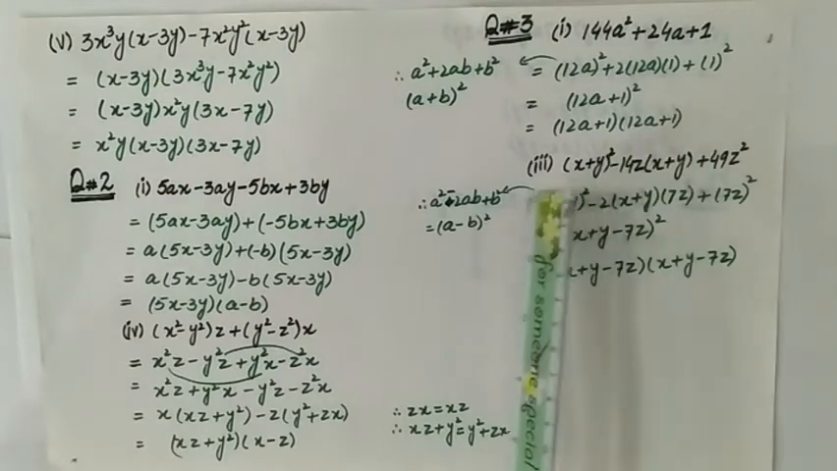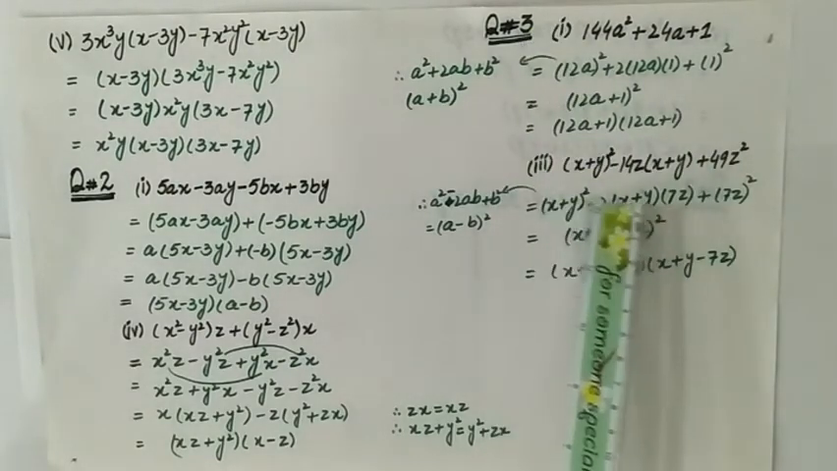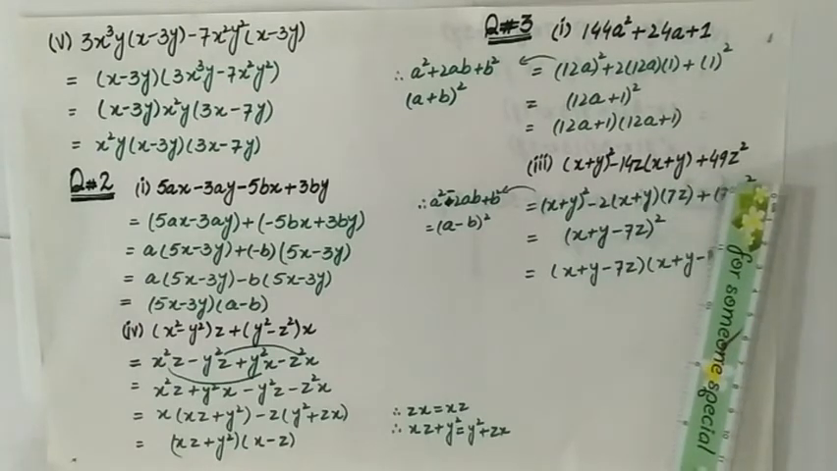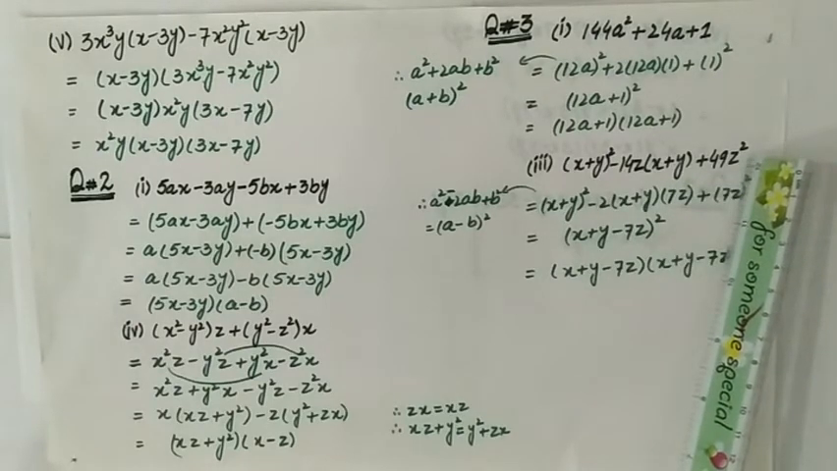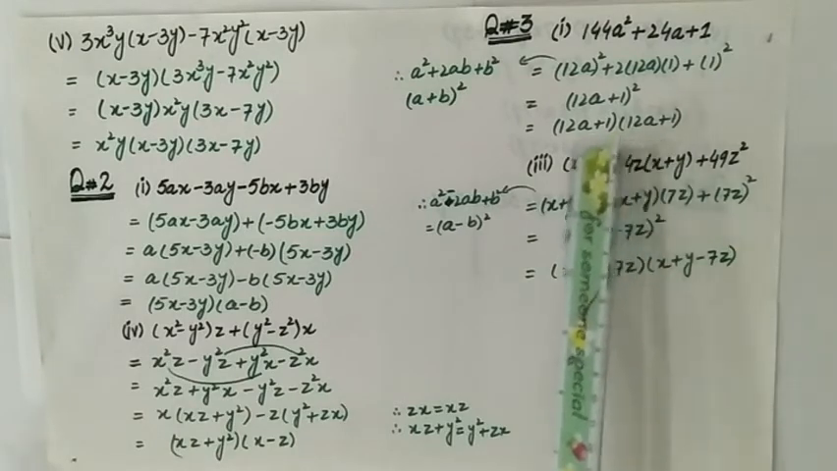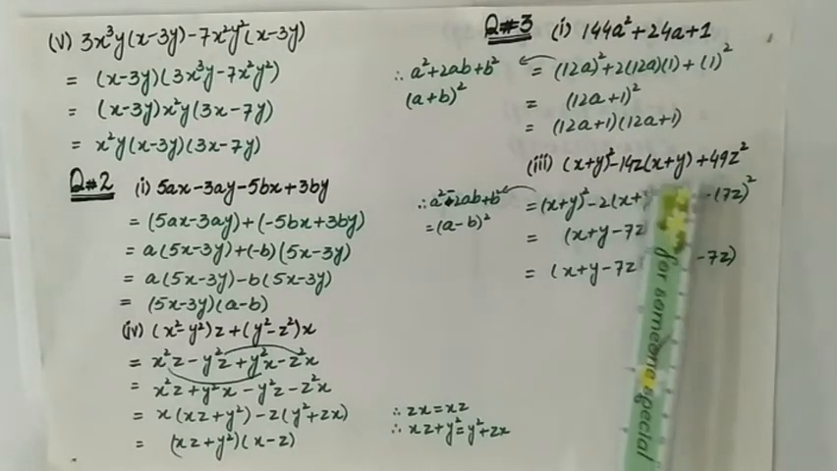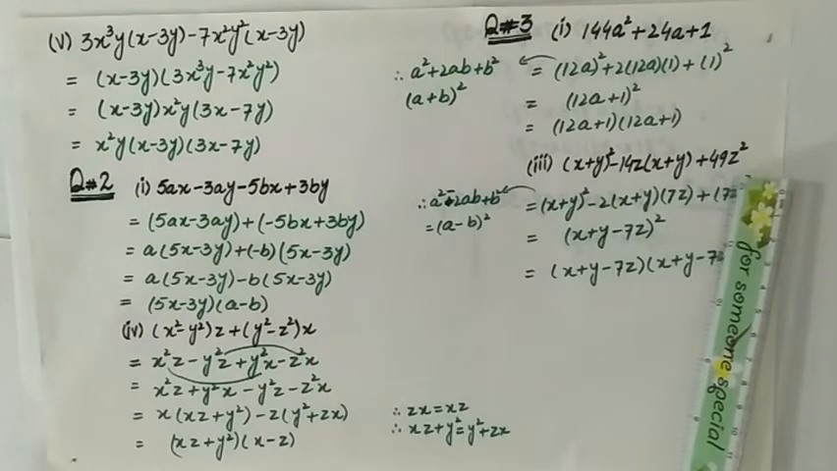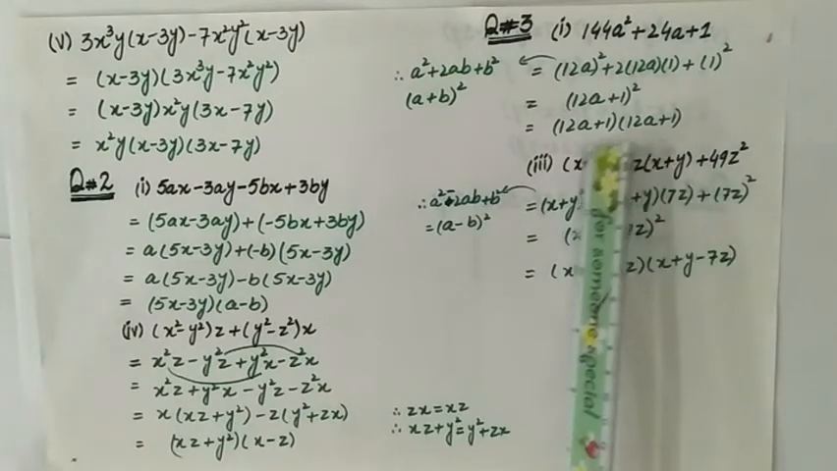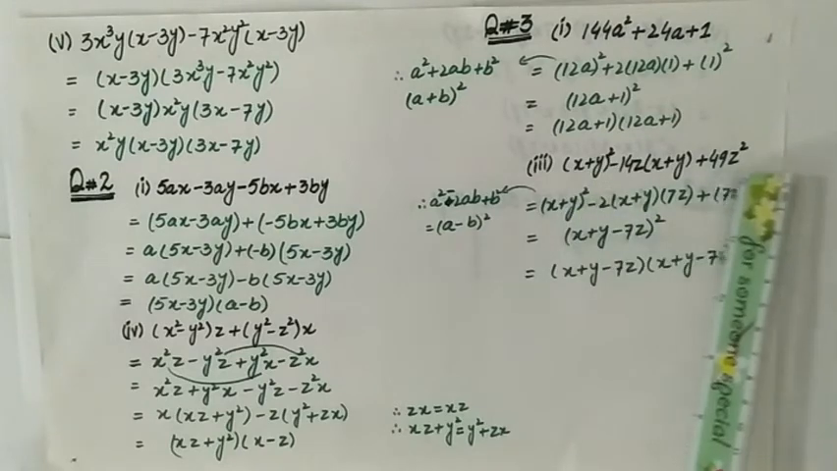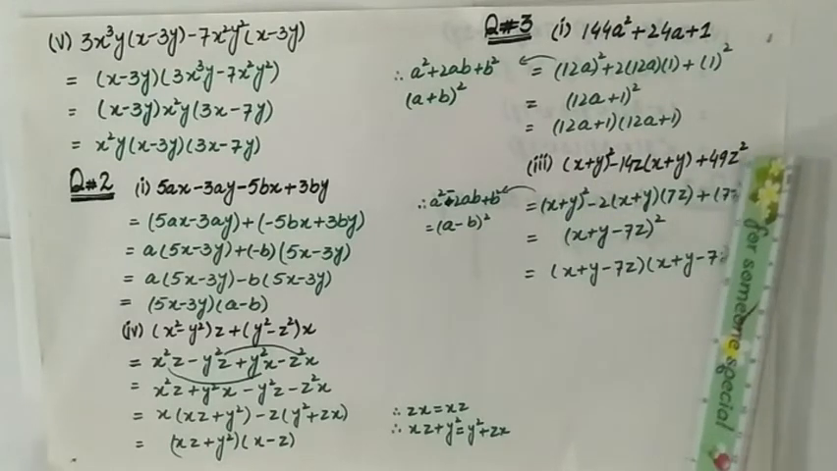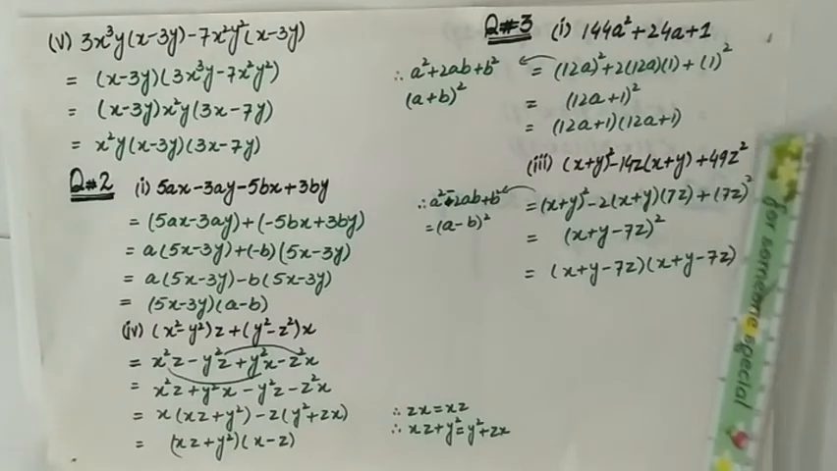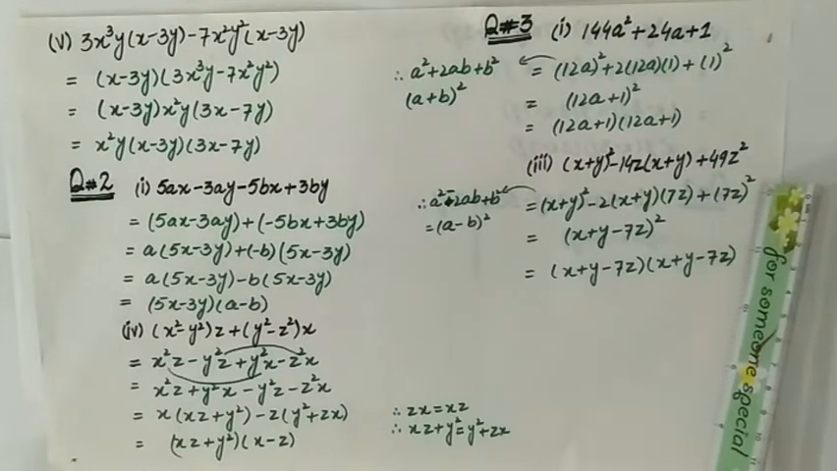Now we will start the third part of question number 3, which is x plus y whole square minus 14z into x plus y plus 49z square. Here the first term is x plus y whole square, second is minus 14z into x plus y, and third is 49z square. This is already in the form of a square, and this 49 is the complete square of 7. Z square is the complete square of z. So I will write this 49z square as 7z whole square.